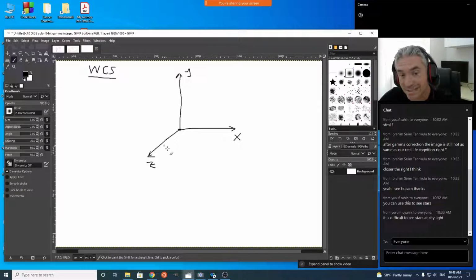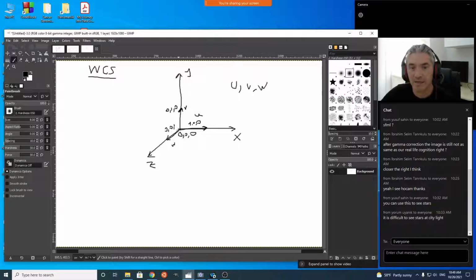WCS, world coordinate system. We have to have some world coordinate system with some origin, and in this world coordinate system the vector 1, 0, 0 is sometimes called vector u, in the positive x direction, and this is v in the positive y direction. 0, 1, 0 is the unit vector along the y-axis, and 0, 0, 1 is usually indicated as w. So u, v, w are unit vectors along the x-axis, y-axis, and the positive z-axis respectively. So first of all, we need a coordinate system.